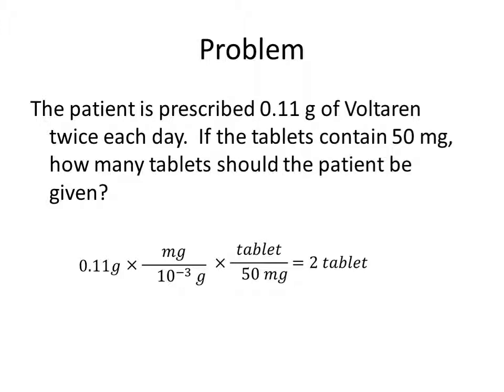Notice when you figure this problem out, you actually get 2.2 tablets, but it's impossible to give a patient 0.2 tablets, so you round it off to 2.